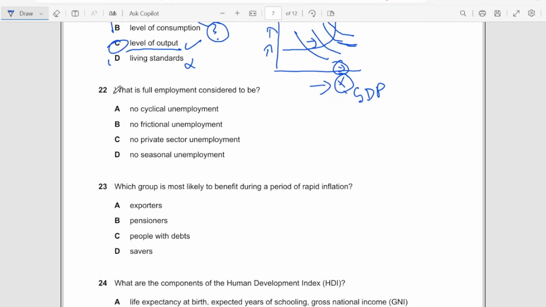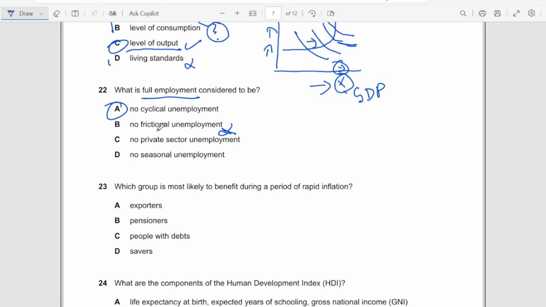Okay, next question. What is full employment considered to be? When we talk about full employment, there must be no cyclical unemployment. We cannot avoid frictional unemployment. There must be no cyclical unemployment because cyclical unemployment is due to recession and lack of economic demand, lack of aggregate demand in an economy.